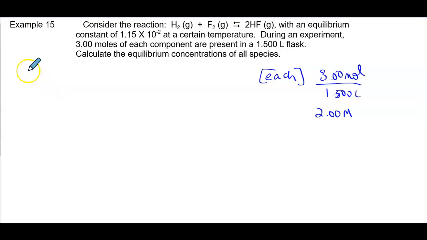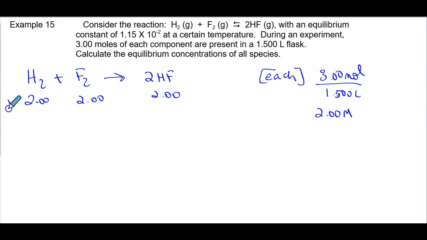So I know I need an ICE chart. So I'm going to say H2 plus F2 going to 2HF. I know I have 2.00 here, 2.00 here, and 2.00 moles here. Remember, our ICE is initial, change, equilibrium. So I don't have a direction, and I need to have directions to get to my E, so I have to do a Q versus K. My Q versus my K.